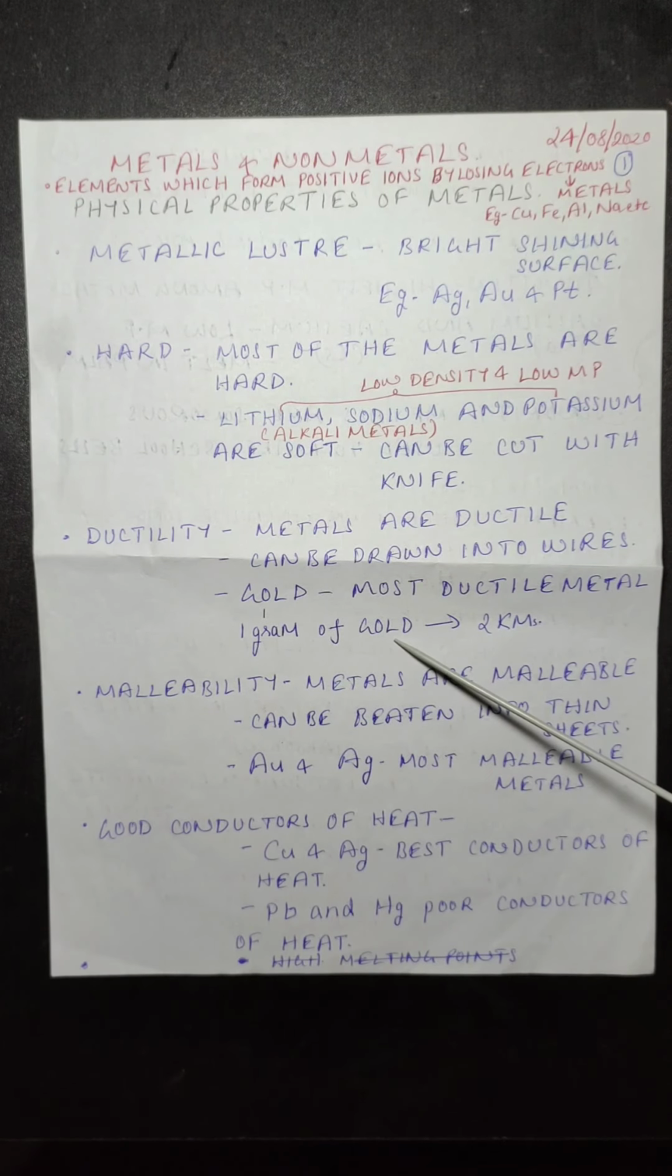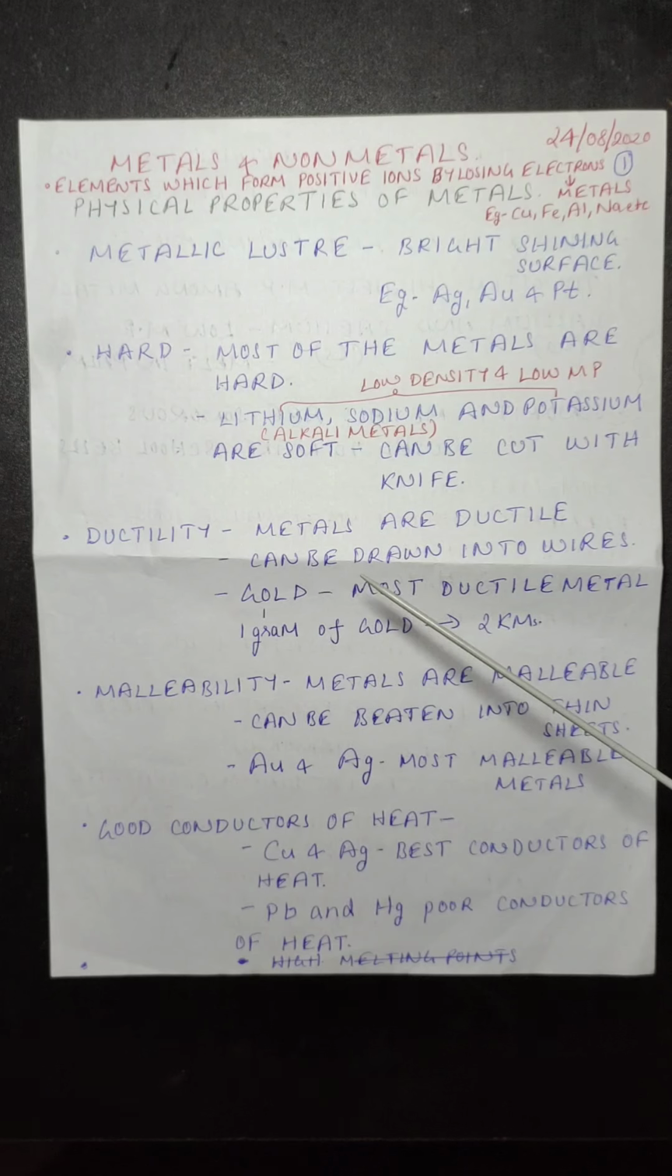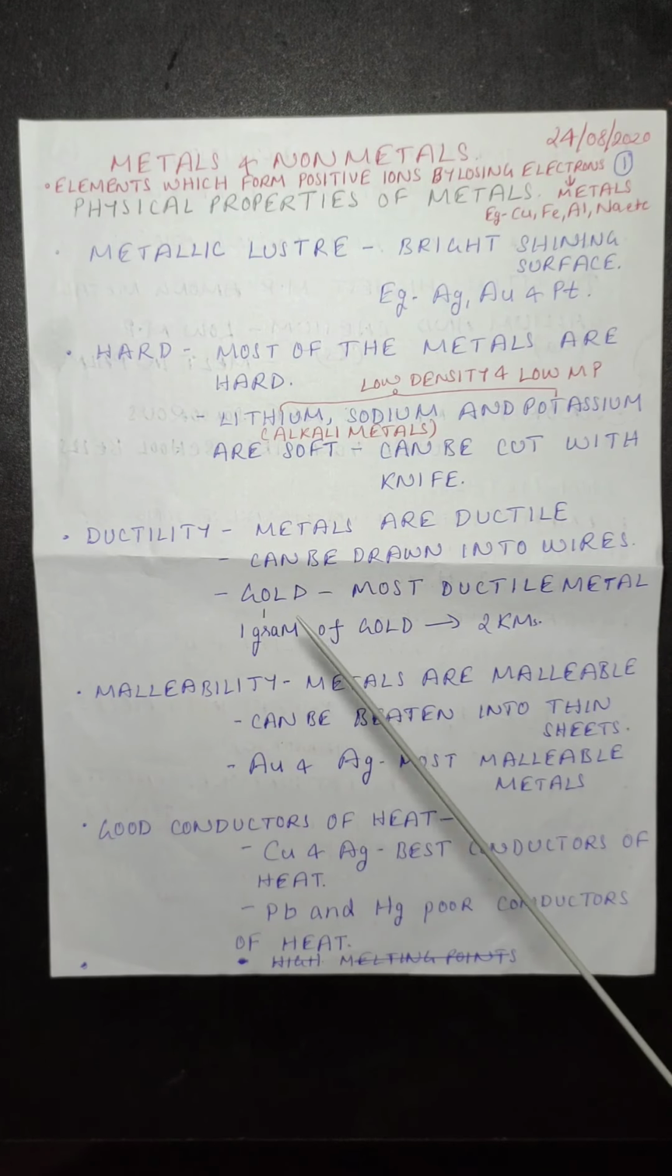1 gram of gold can be used to draw a wire up to 2 kilometers, it seems. That's very special. From 1 gram of gold, we can make a thin wire which can reach a distance of 2 kilometers. So you should know what ductility means. Ductility means metals can be drawn into wires. This nature is called ductility. Which is the most ductile metal? It is gold.